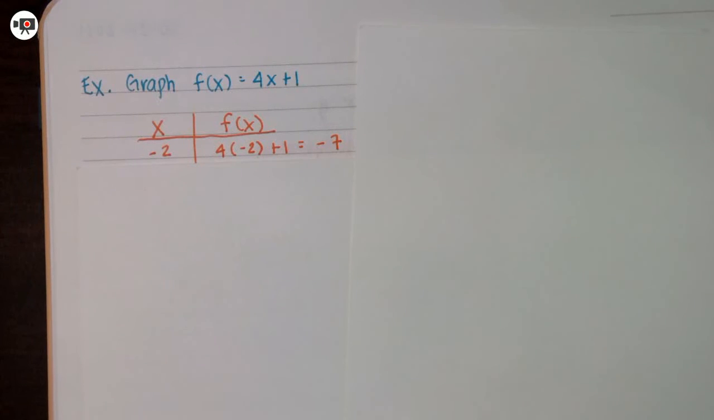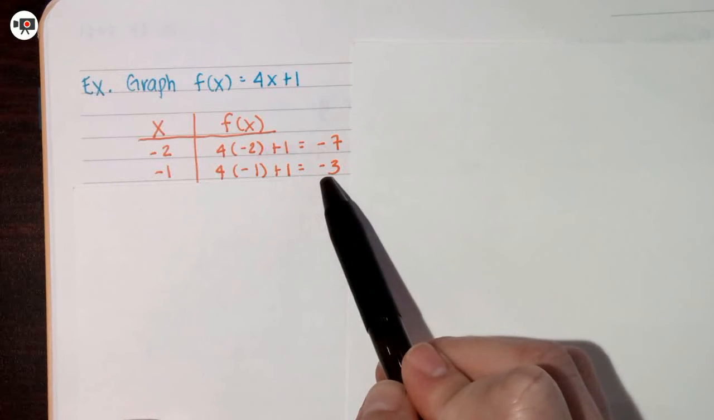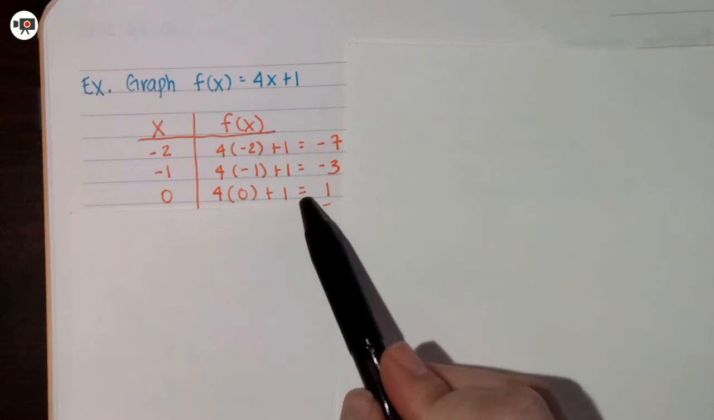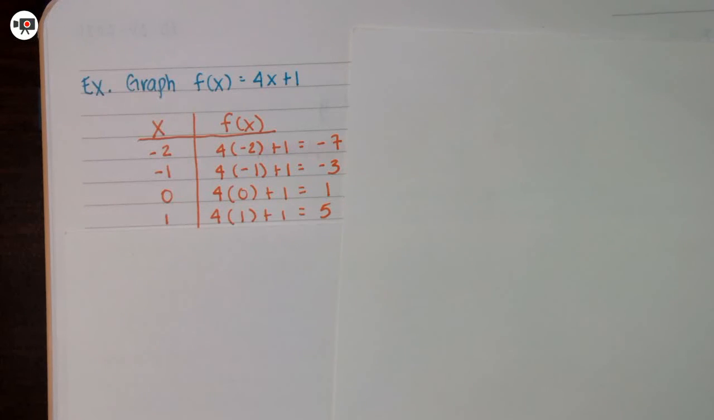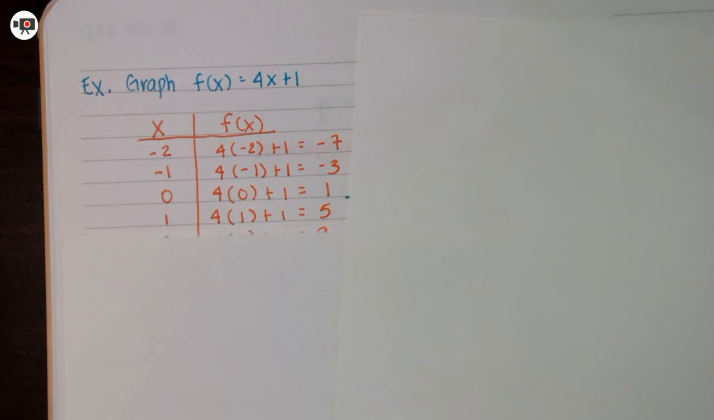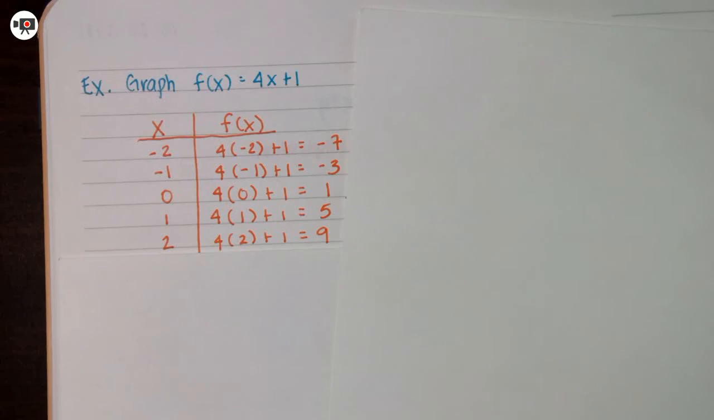Picking a few different values for x so I can have an accurate line, I picked negative 1, plugging in negative 1 for x, and my f of x is negative 3. If x is 0, f of x is 1. If x is 1, f of x is 5. And when x is 2, f of x is 9. So now I have x values and output values, and I can graph those.